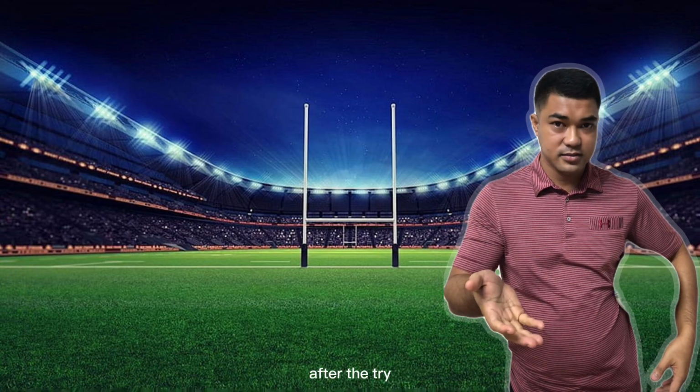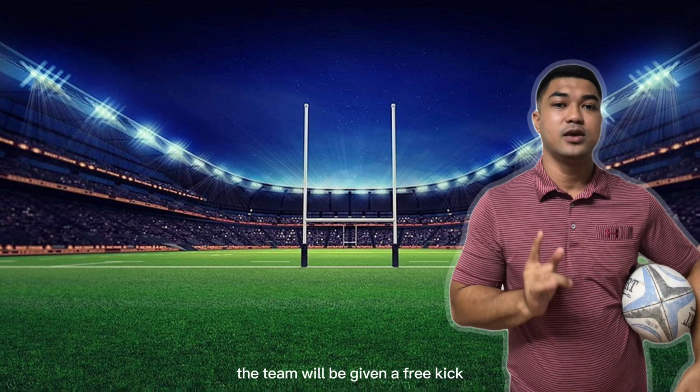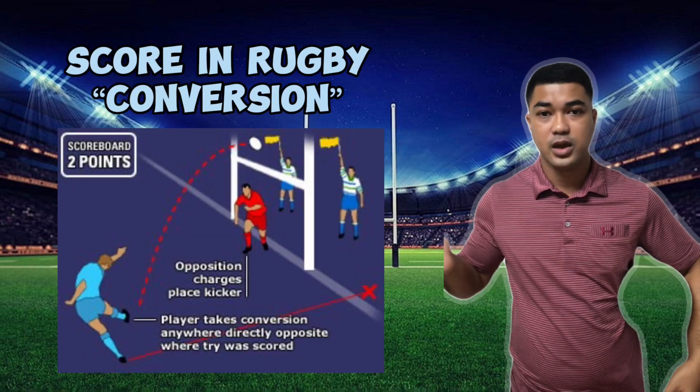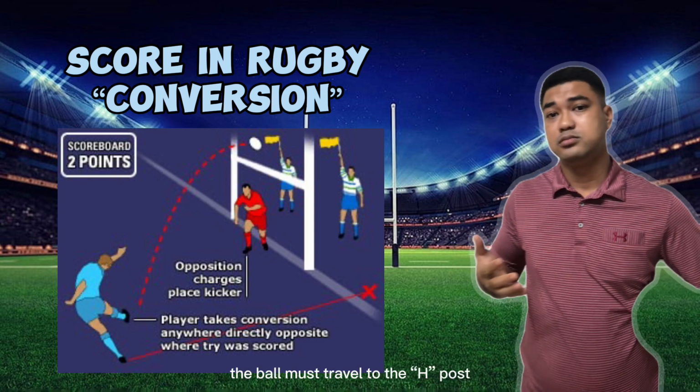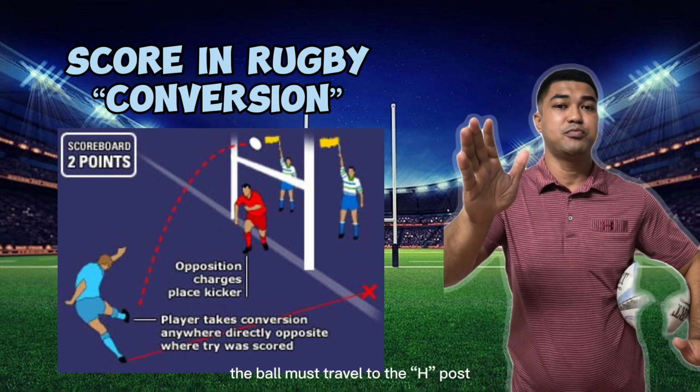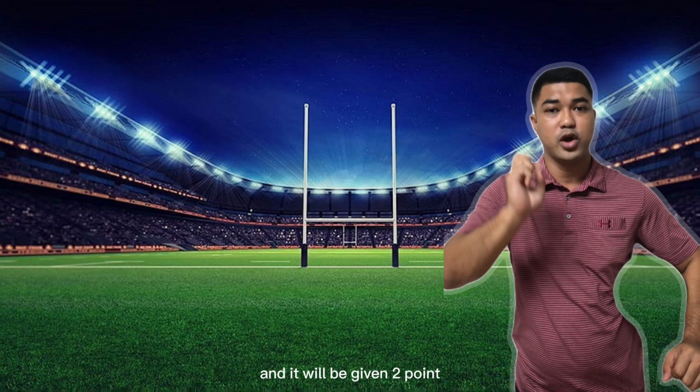After the try, the team will be given a free kick which is named a conversion. The conversion is only given when a try is scored. The ball must travel through the H post and it will be given 2 points.